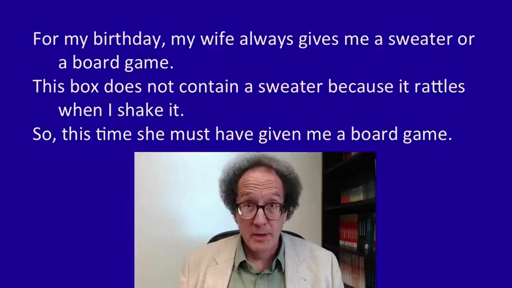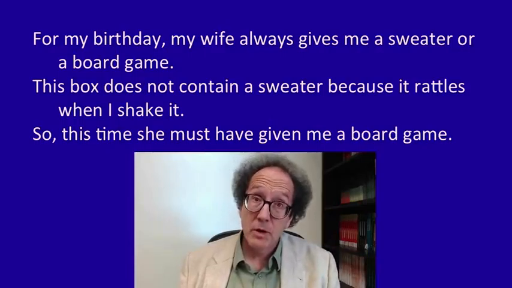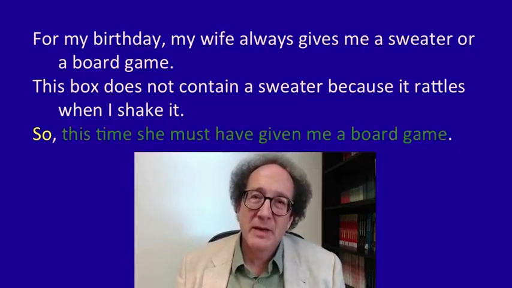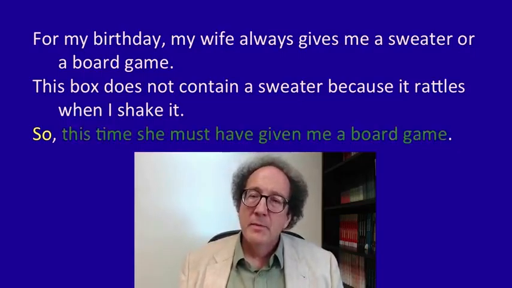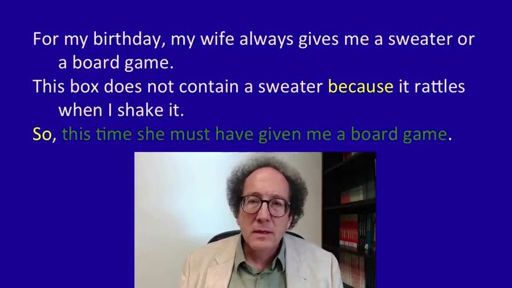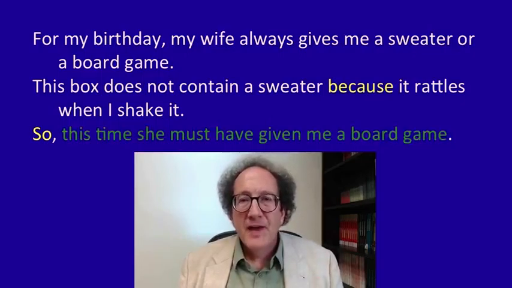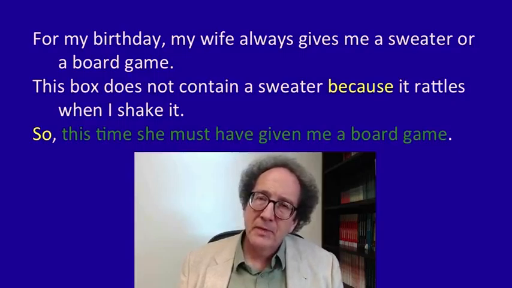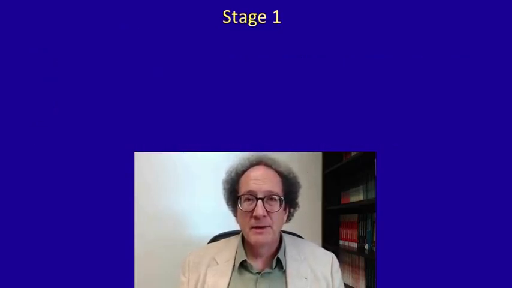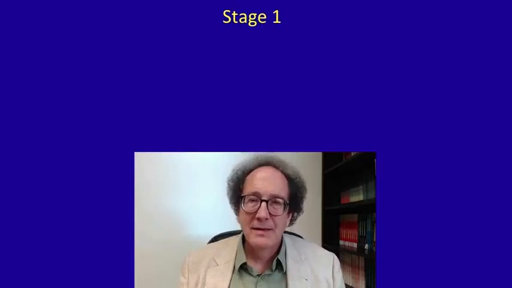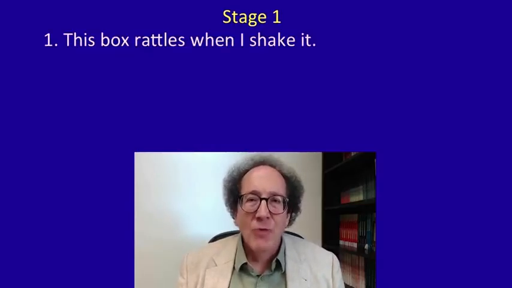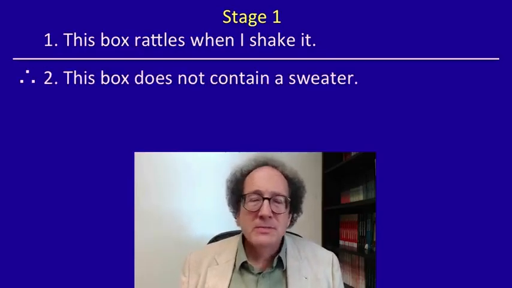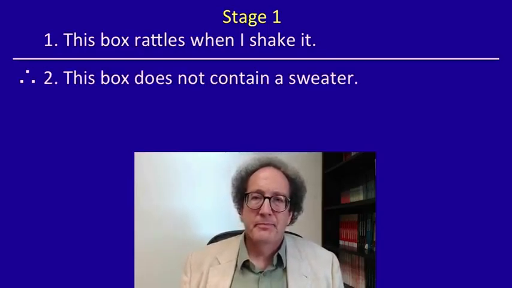There are two argument markers. One's a conclusion marker, "so," and that indicates that the eventual conclusion is that she must have given me a board game this time. But there's also that new word "because," which indicates that the fact that it rattles when I shake it means that it's not a sweater. So the first stage of the argument in standard form looks like this. Premise 1, this box rattles when I shake it. Therefore, conclusion, this box does not contain a sweater.